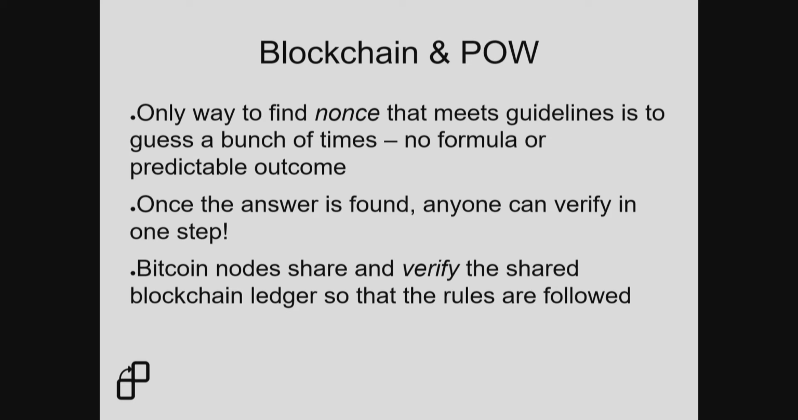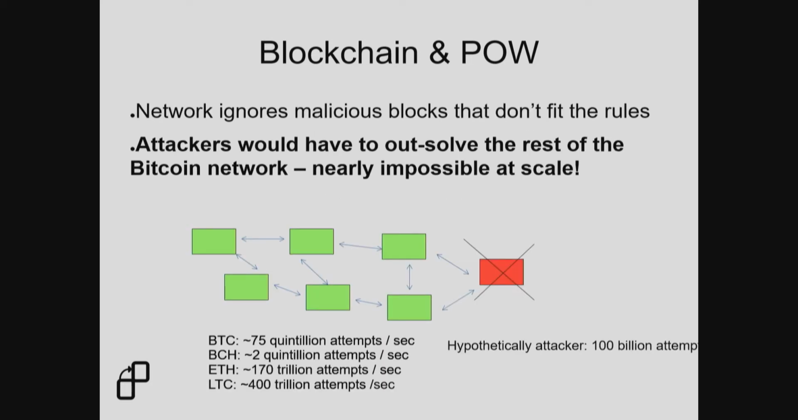But once the answer to this problem is found, anybody can run the block data back through the cryptographic hash and verify that the answer is in fact correct. So Bitcoin nodes will share and verify the shared blockchain ledger and ensure that these rules and security challenge guidelines are followed. Nodes on the Bitcoin network are going to ignore any sort of malicious blocks that don't fit this security challenge rule. So again, you have to guess a bunch of times. You have to expend a ton of computing power and energy to solve the proof of work problem.